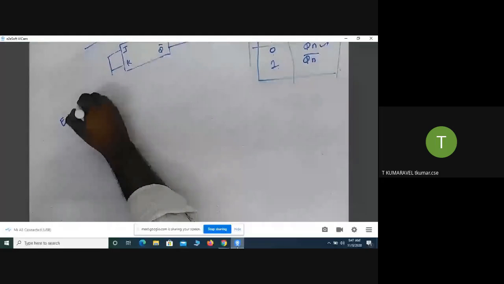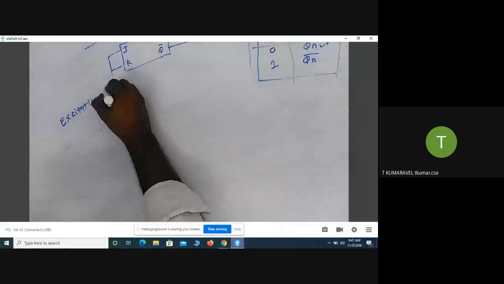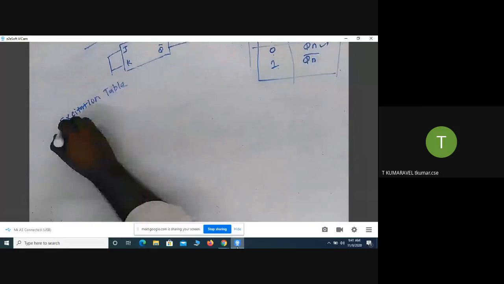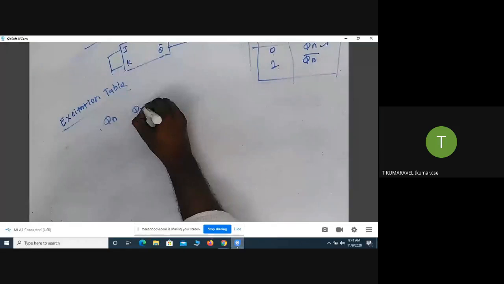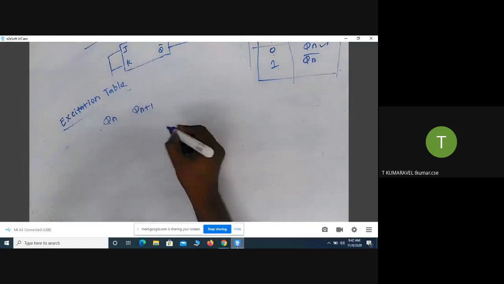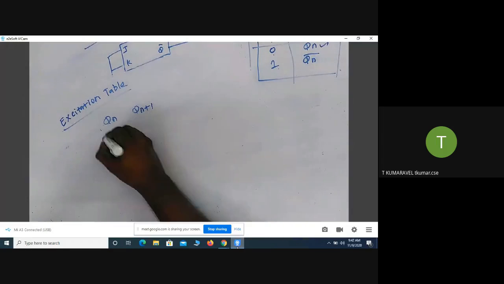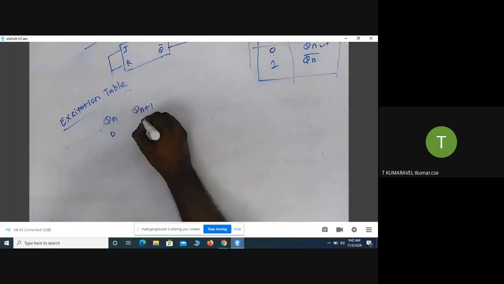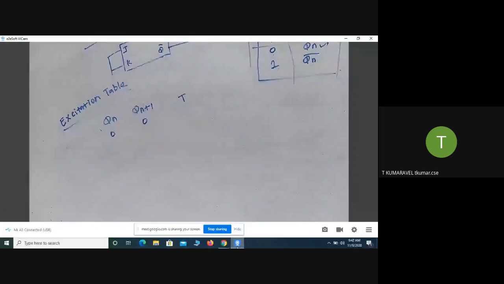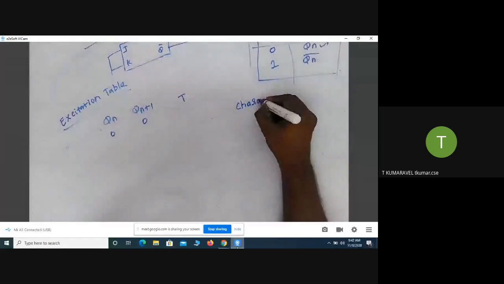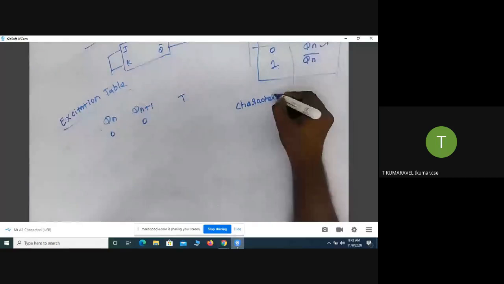The excitation table is nothing but we take the previous stage output and the next stage output, which is called the current stage output. Suppose 0 0, we are going to tell what the input combination for T is. That is called the excitation table. In order to do this operation, you need the characteristic table.